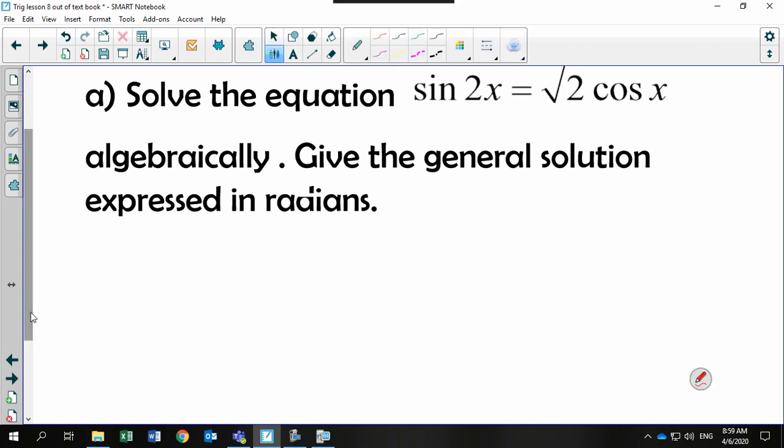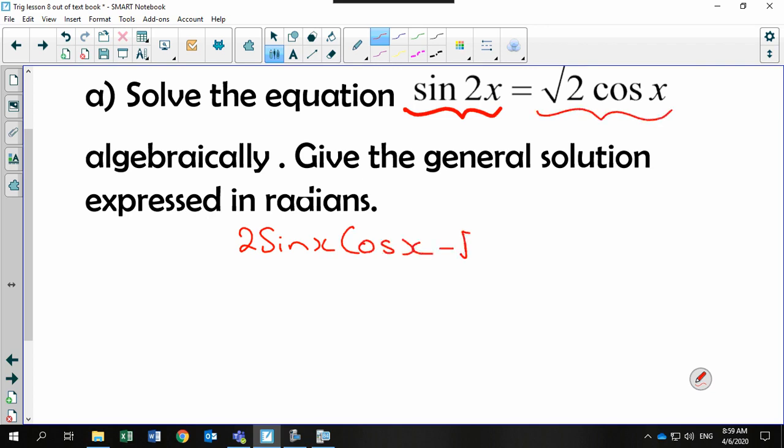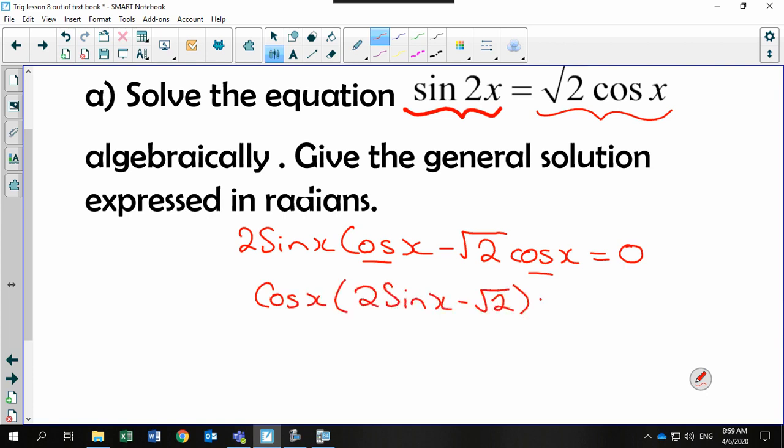So here, we're going to replace our double angle with 2 sine x cos x, and then I'm going to bring this one to the other side. Now from here, I'm going to recognize that I have a greatest common factor of cos x, so I'm going to take that out. I'm left with 2 sine x minus root 2 equals 0.